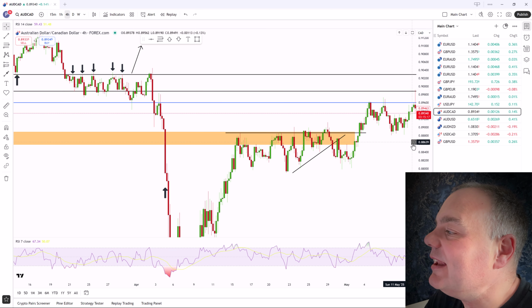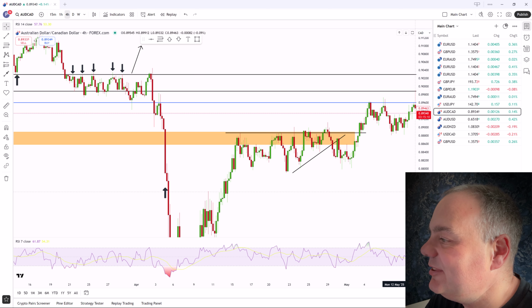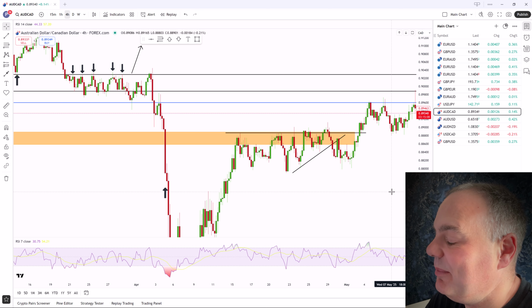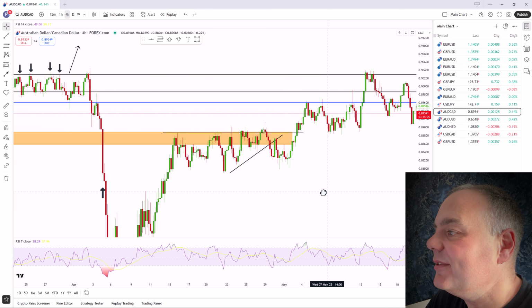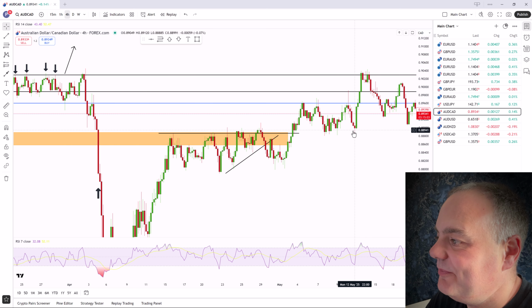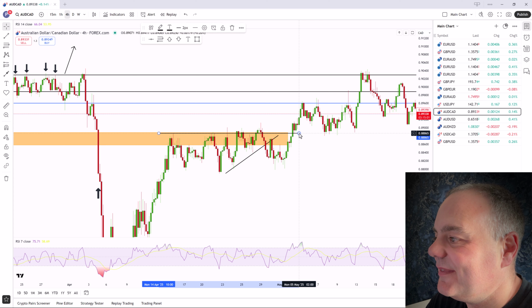So this is where we were last time. We were looking at, again, hitting this blue line here. I'll just move my mouse out of the way. Hitting this blue line here, it gave us this rejection candle, and sure enough, let's see what happened since the last video. Yes, rejection.